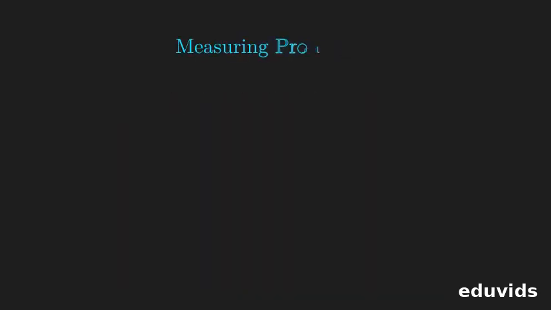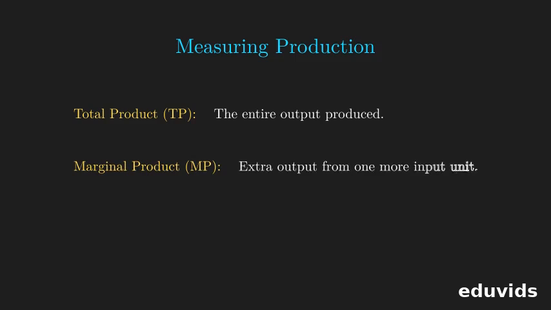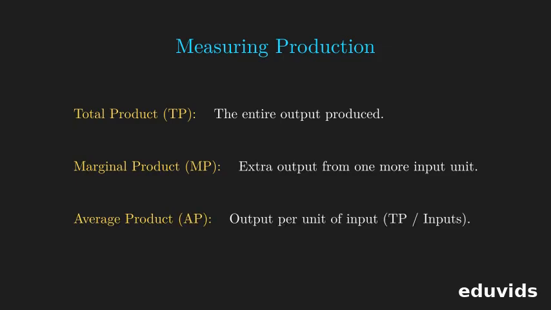We use three concepts to measure production: total product, marginal product, and average product. Total product is the entire amount of goods or services produced from all inputs. Marginal product is the extra output gained by adding one more unit of an input, like one more worker. Average product is the total output divided by the number of units of the variable input, showing output per worker.